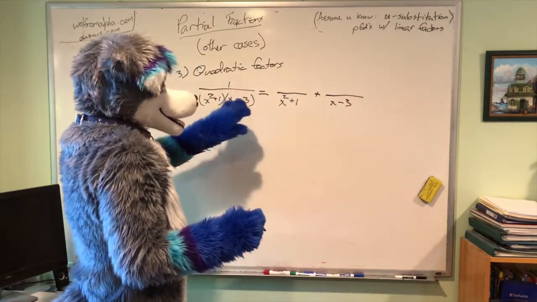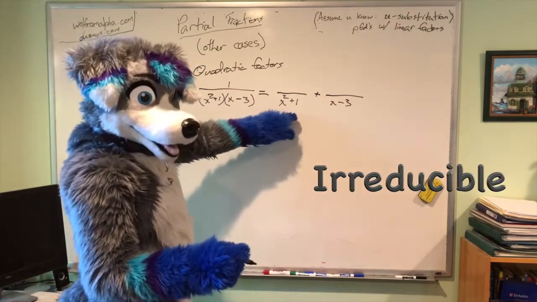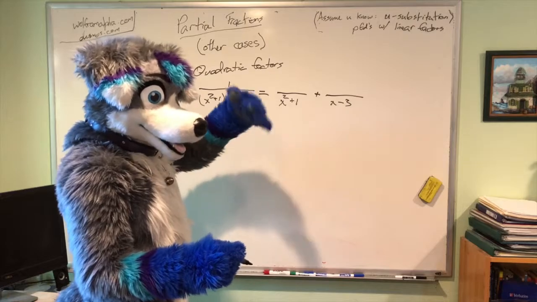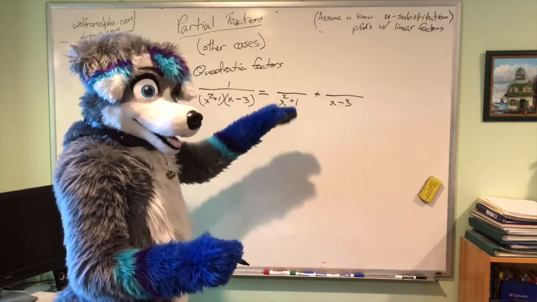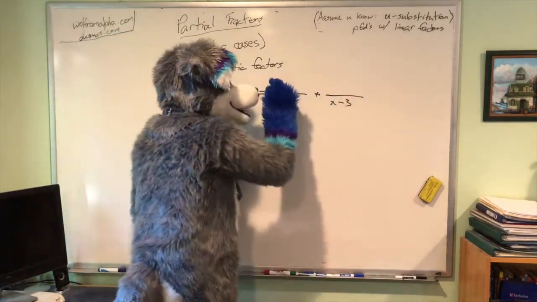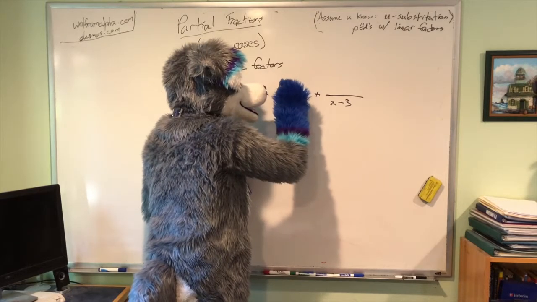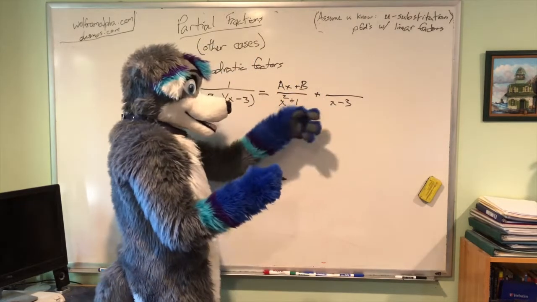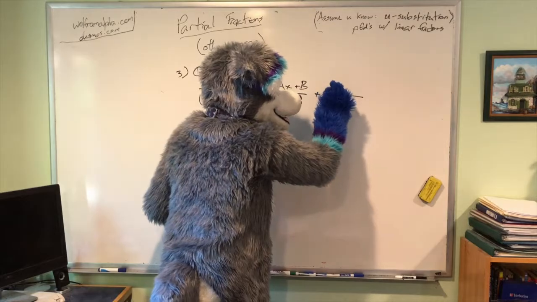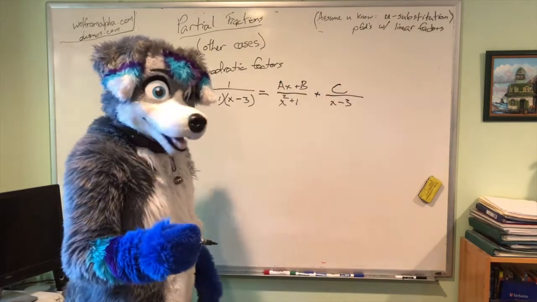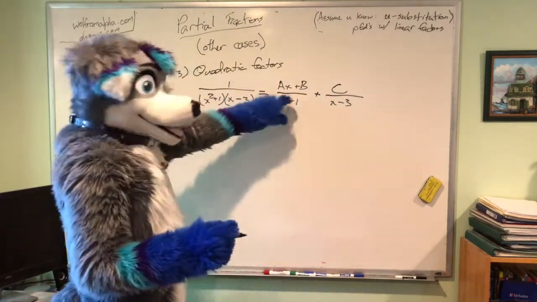Now, when you have a quadratic, irreducible, meaning you can't factor this with real numbers, instead of just a number, you go up to a linear thing. So you have an ax plus b. And then this is linear, so it's just a c again. That's all there is to it. And then you have to solve for a, b, and c.